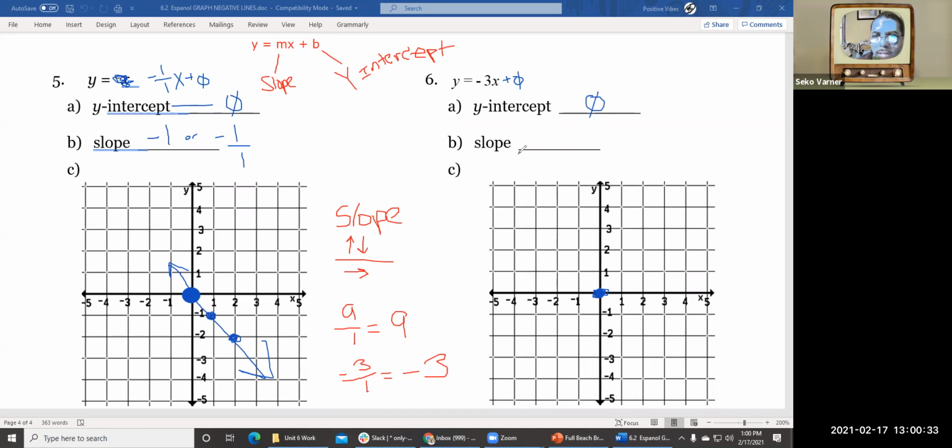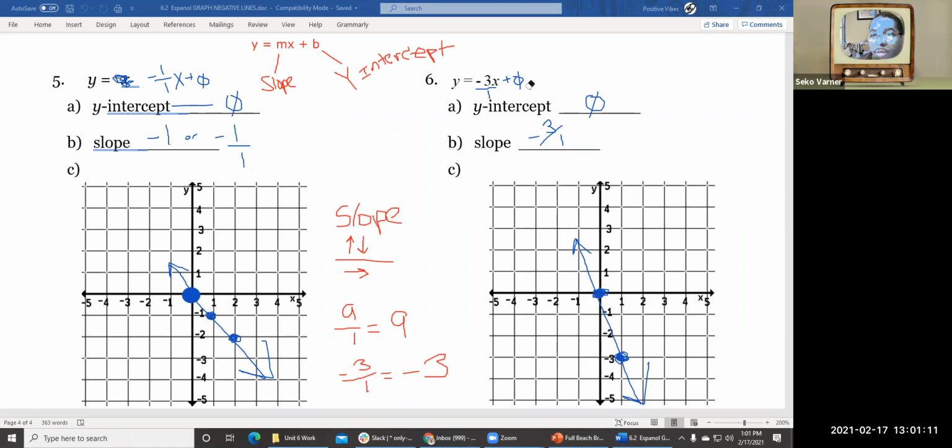Y-intercept is 0. And the slope is -3, which is really -3/1. So I'm going to go down 3. 1, 2, 3, and go over 1. Go down 3. All right, so now I'll draw my line, and my line will go through both points. You can keep or you can erase the movement lines, but that's how you do it.